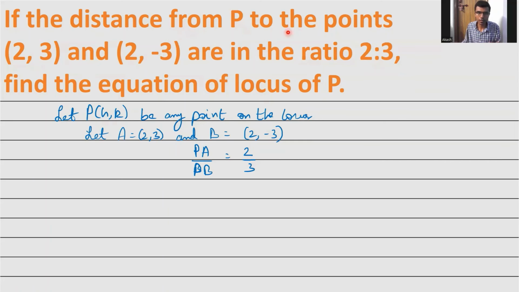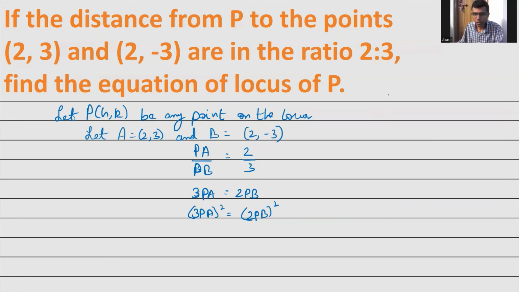The distance from P to the points is in the ratio 2:3, meaning PA by PB is equal to 2 by 3. Now do cross multiplication. So this 3 will go here and PB will go here. It will be left with 3 PB, is equal, sorry, I'm making mistakes nowadays. Sorry, but I'm correcting them on the spot also. 3 PA is equal to 2 PB. Now square on both sides. 3 PA square is equal to 2 PB square.